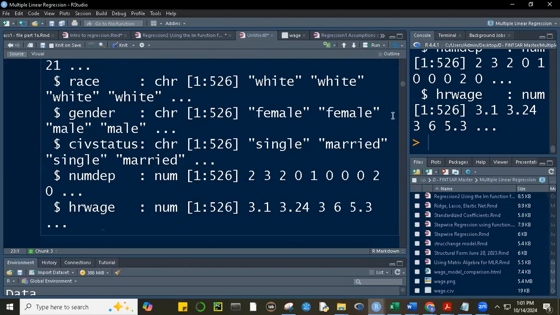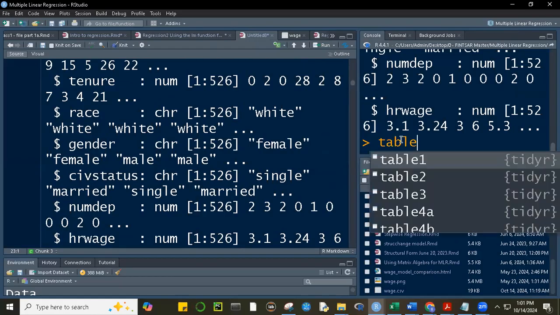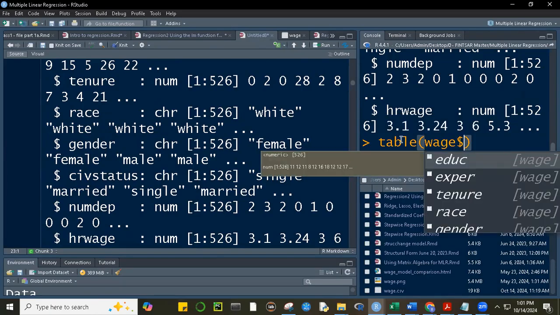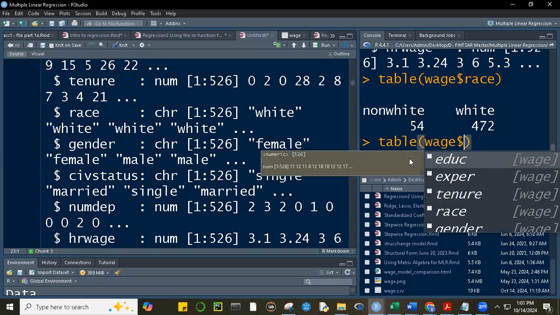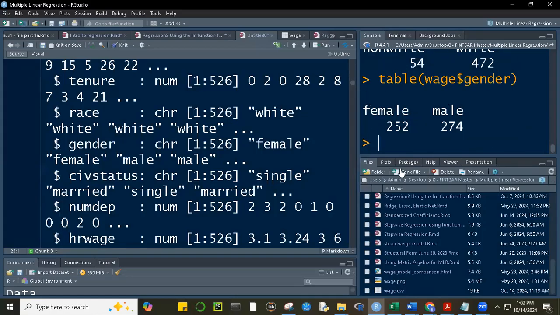So for the character variables, we can check the number of levels. For example, for race, we can use a table function, our data is wage, and then dollar race. So non-white 54, white 472. Let's take a look at the other one. Table, and then wage, and then dollar gender. So female 252, male 274.